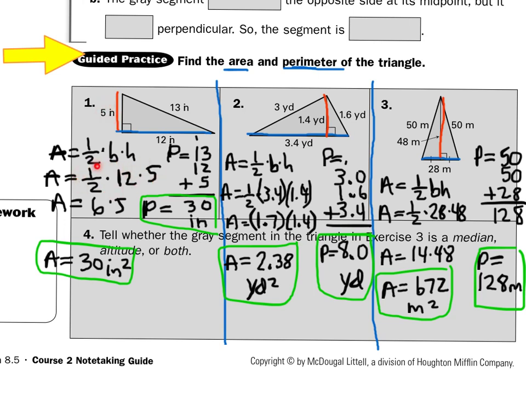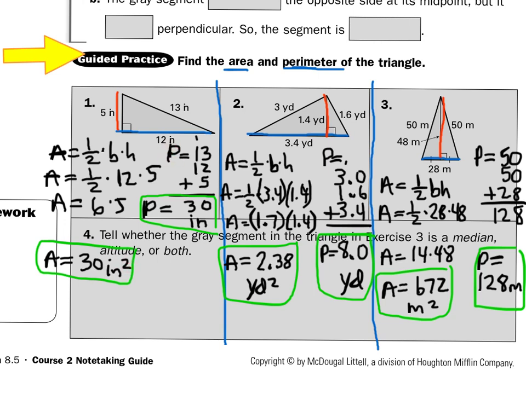And then half of 12, you can do that in your head, is 6, and bring down the 5. So 6 times 5 would give us 30 square inches. So the area is 30 inches to the second power. Remember, area has to have units to the second power.